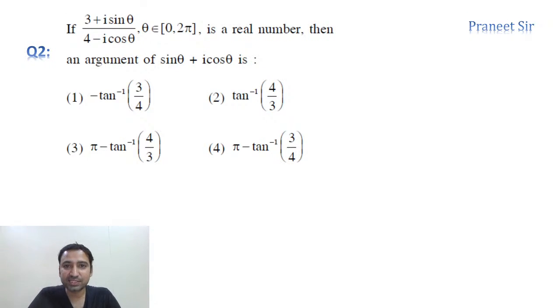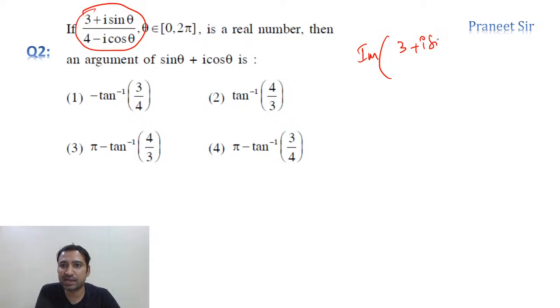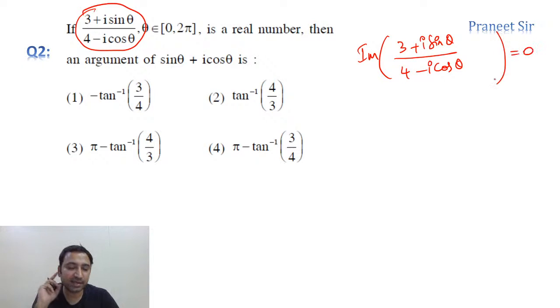Yes, exactly. Let's do this question, guys. Everyone, let's do this question. So he's saying this is a real number. Real number means what? Imaginary part should be 0, na? If a complex number is purely real, what does that mean? Imaginary part is 0. So we can say that if the given complex number is purely real, it means imaginary part of (3 plus i sin theta) by (4 minus i cos theta) is equal to 0. Can I say it like this?